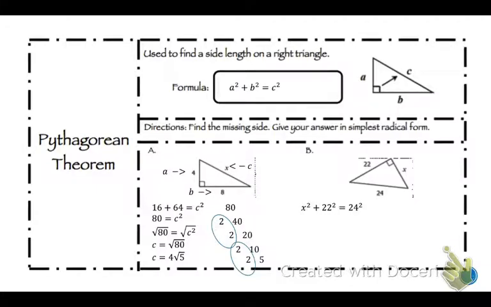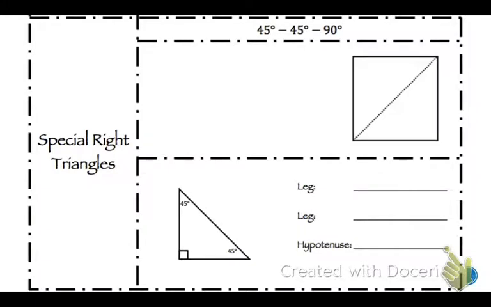Let's do example B. This time, we're not finding the hypotenuse, we're finding A. So A is x, B is 22, C is 24. So it's x squared plus 22 squared equals 24 squared. That's x squared plus 484 equals 576. Subtract that 484 over, you get x squared equals 92. Square root both sides. Make our factor tree. That's 2 times 46, which is 2 times 23. Circle those two. So this is x equals 2 square roots of 23. Okay?